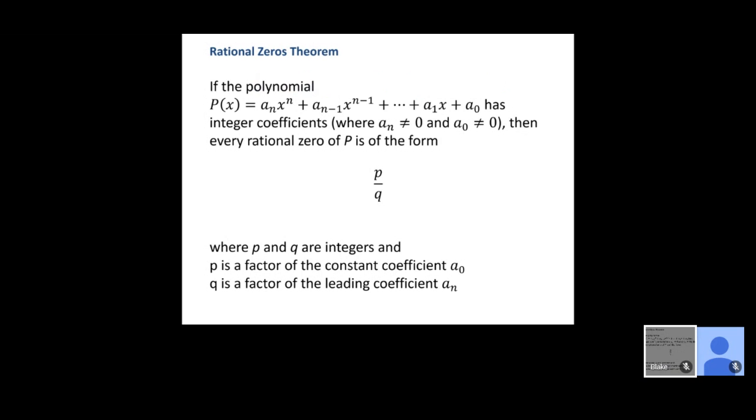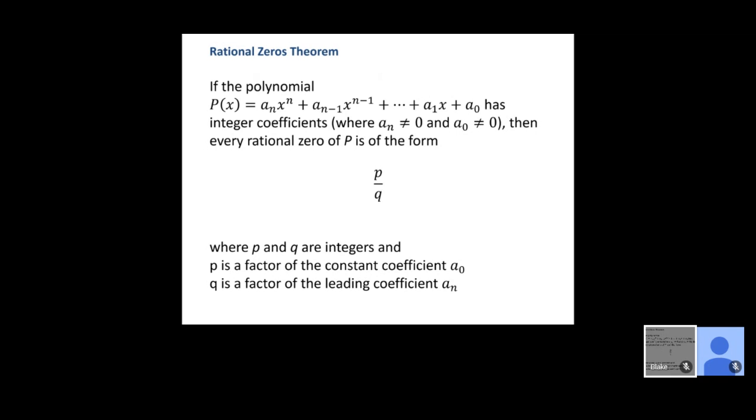Now, as long as both of those things are true, then we can actually look at all of the factors of the constant term, all the factors of the leading coefficient, and then we can divide all of those combinations to figure out what are the possibilities for our rational zeros. So p in this case is a factor of the constant, q is going to be a factor of the leading coefficient, and then we're just going to divide all those things and figure out which ones could potentially work. Now, once we know which ones are possibilities, then we'll actually test and see which ones are the actual zeros of the polynomial.